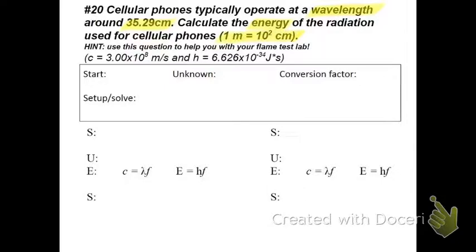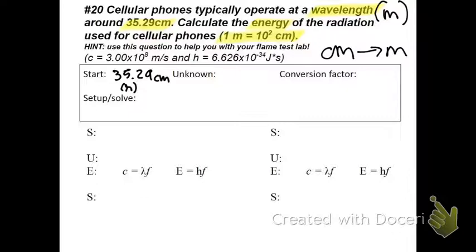All right, so we are given centimeters, which is great, but remember, wavelength is only measured in meters when we're calculating with it. So we need to convert centimeters to meters. What are we starting with? We are starting with 35.29 centimeters. This is my wavelength. I'm trying to get to meters. And the conversion factor I'm going to use was given to us. 1 meter is equal to 10 to the second centimeters.